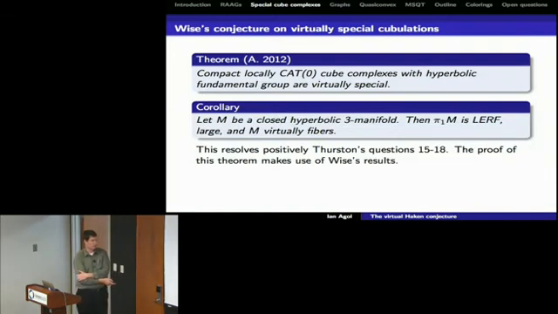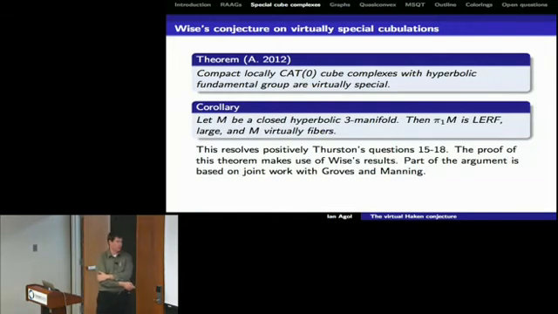So the proof of this theorem makes essential use of Wise's results, and I'll state in a few slides at least a special case of the main theorem that I make use of. And part of the argument is based on my joint work with Groves and Manning. I had mentioned in the last talk some of my work with them on residual finiteness versus LRF, and it turned out that those techniques were important in resolving this conjecture. And there's an appendix to my paper where we extend the arguments in our old paper. The results needed a little stronger statement than we had proved.